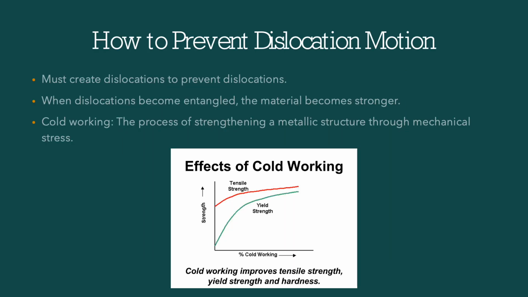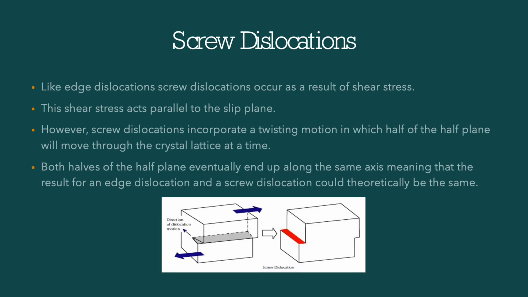Now, in order to stop dislocation motion from occurring, more dislocations would actually need to take place. As certain dislocations occur, they could simultaneously collide with another dislocation, which would entangle the two. Once entangled, the two dislocations are actually stronger than before and would require a greater shear force to dislocate them again. This is why cold working, or the process of strengthening a metallic structure through induced mechanical stress, is such an effective method.